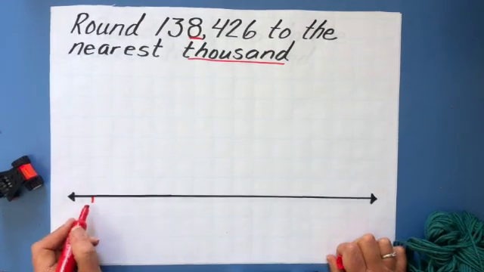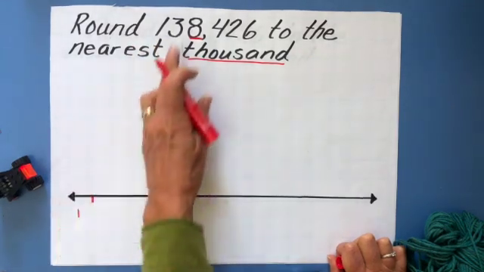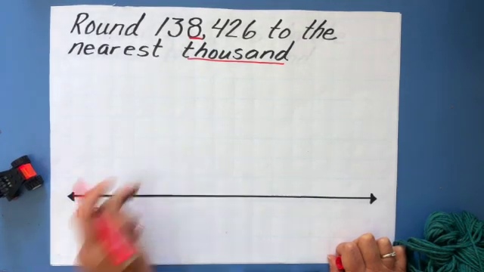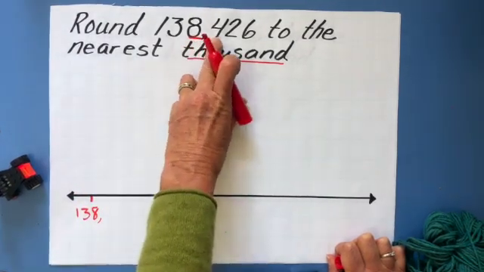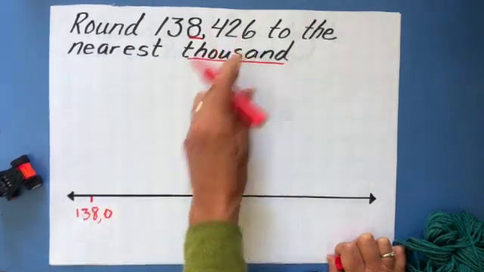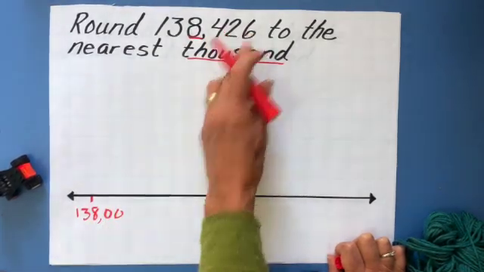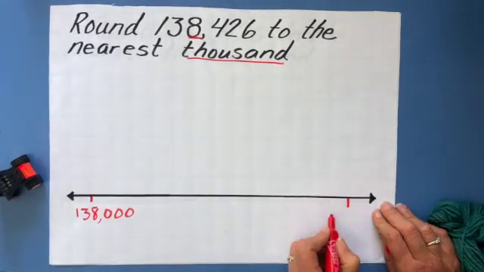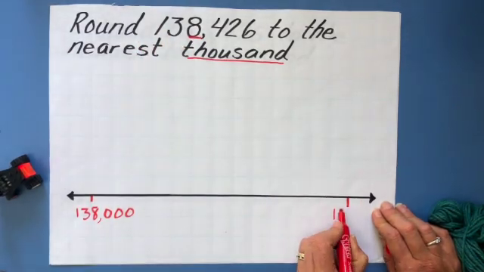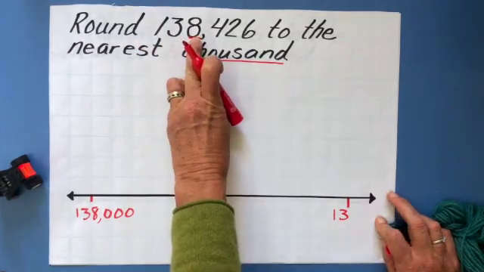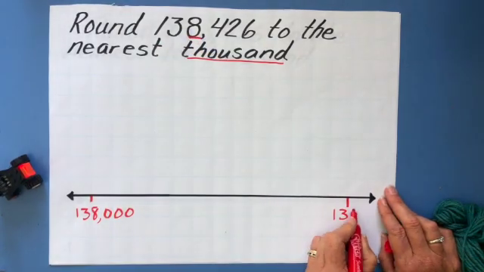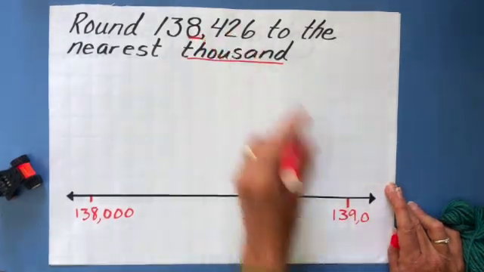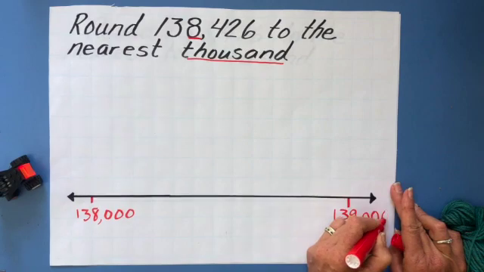So if I was going to draw that again, I would write this number, 1, 3, and then the underlined digit is 8. And then all the digits after the underlined digit become a 0. So the 4 becomes a 0, the 2 becomes a 0, the 6 becomes a 0. Okay, now I go to the far end of my number line and I write the 1, the 3, but the underlined digit now is going to become 1 more than that, so 1 more than 8 is 9. And all the remaining digits become a 0. So the 4 becomes a 0, the 2 becomes a 0, and the 6 becomes a 0.